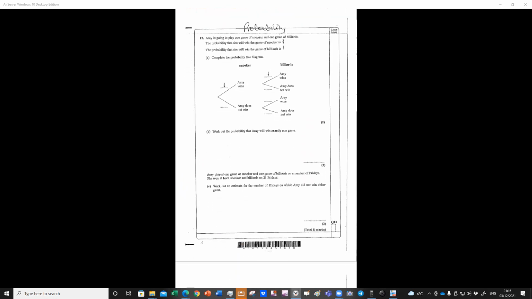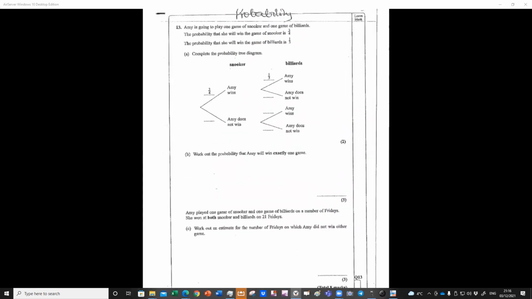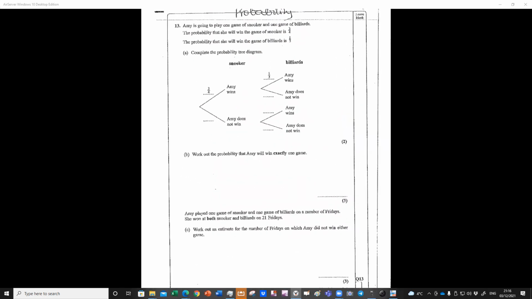Question number 13 is for everyone. Okay, everybody, question number 13. I'm releasing you guys into the wild. Off you go, do question number 13. That looks like a bad boy question.